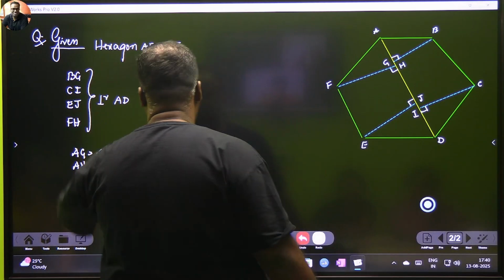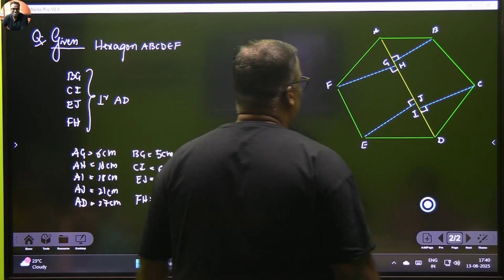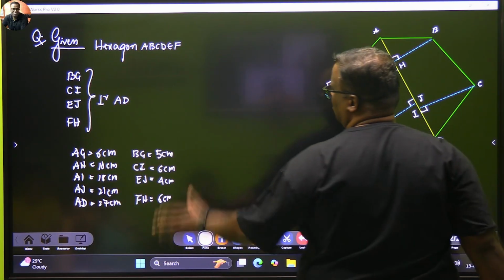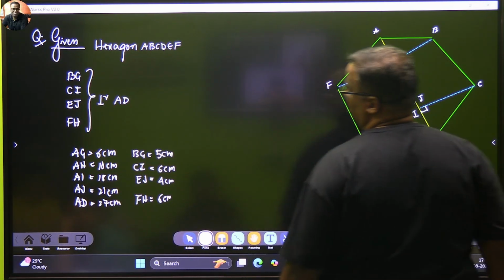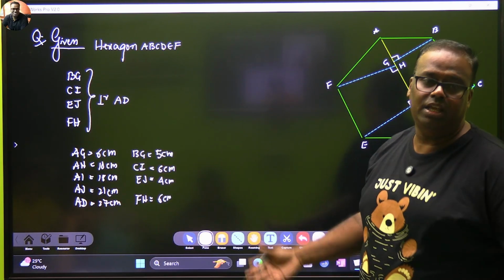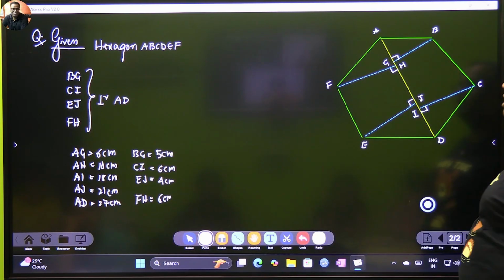Then let's fill in this data. We have been given the data of AG. AG means this whole portion. I'm not writing it because it will clutter the figure. BG, this. Finally, once this is done, they are asking us to find the area of the hexagon. We need to find the area of this hexagon.